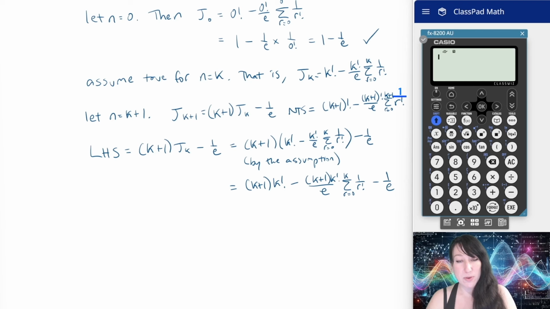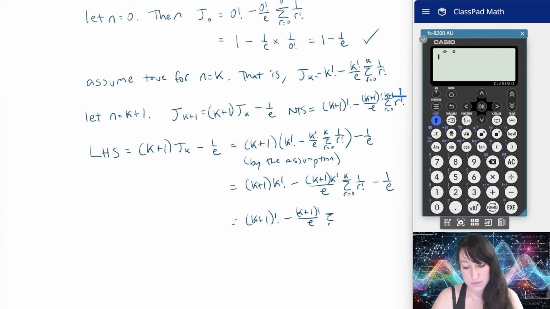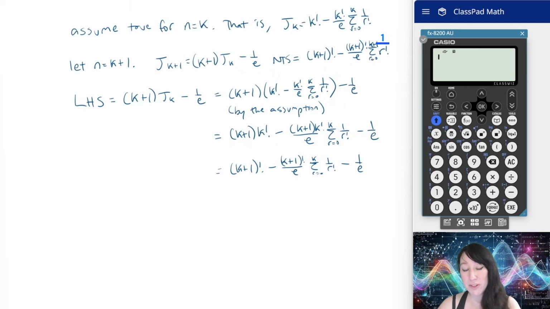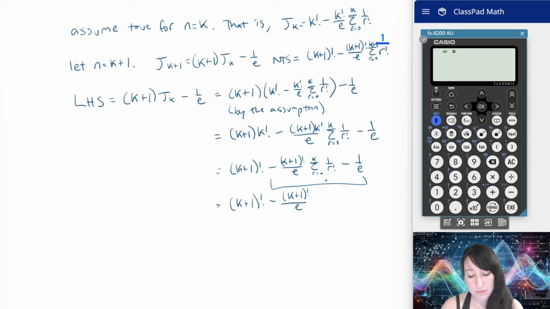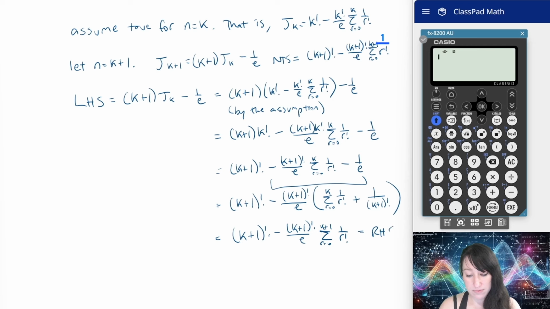Now, the reason I wanted to keep that k plus 1 as one thing together is because k plus 1 times k factorial is k plus 1 factorial. So what we're going to do is factorize the minus k plus 1 factorial over e from these two terms. So that would be the last term if the sum went from r equals 0 to k plus 1. So we could absorb it into the summation and say that it goes from r equals 0 to k plus 1 of 1 over r factorial. And that's what we were trying to show.